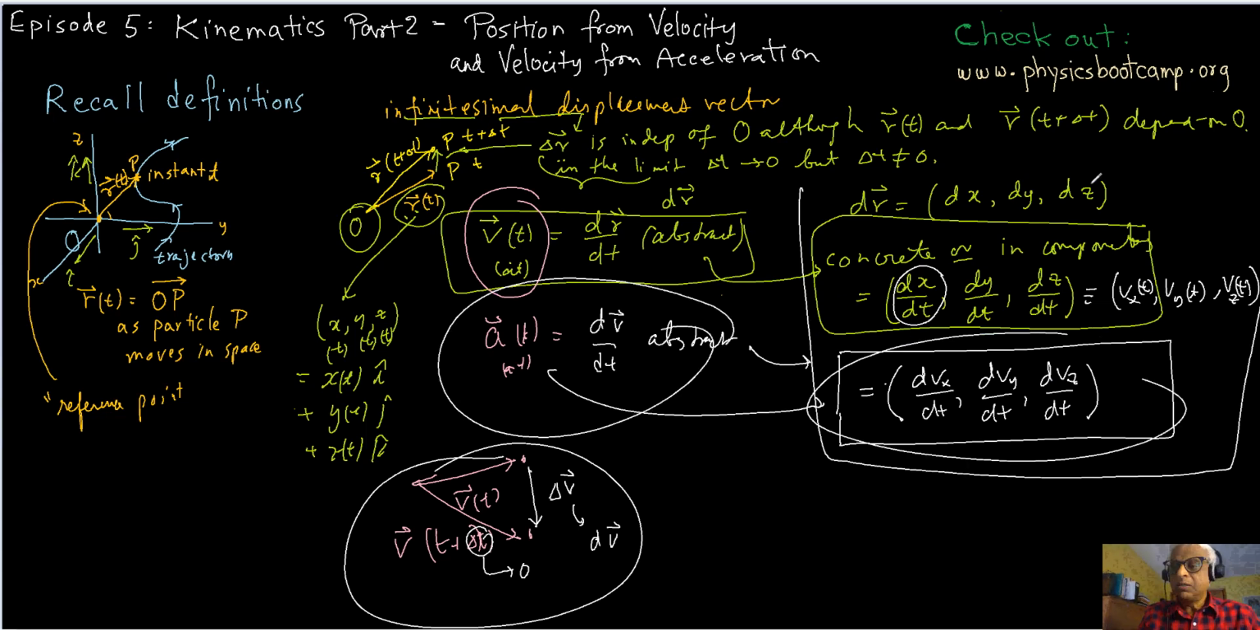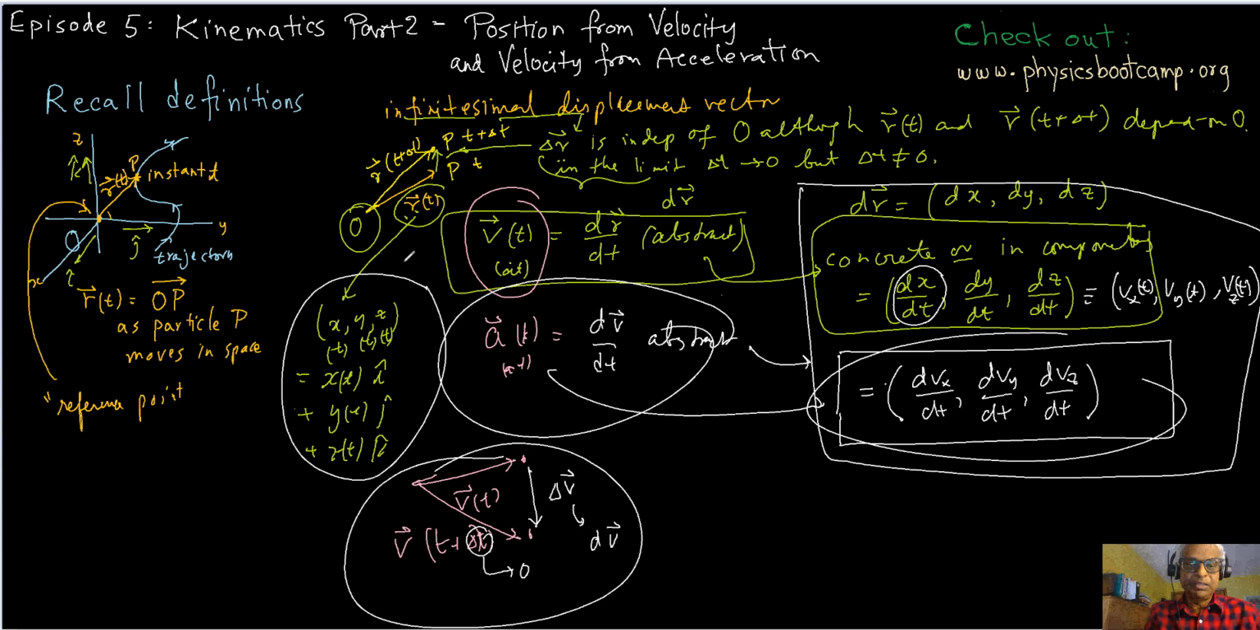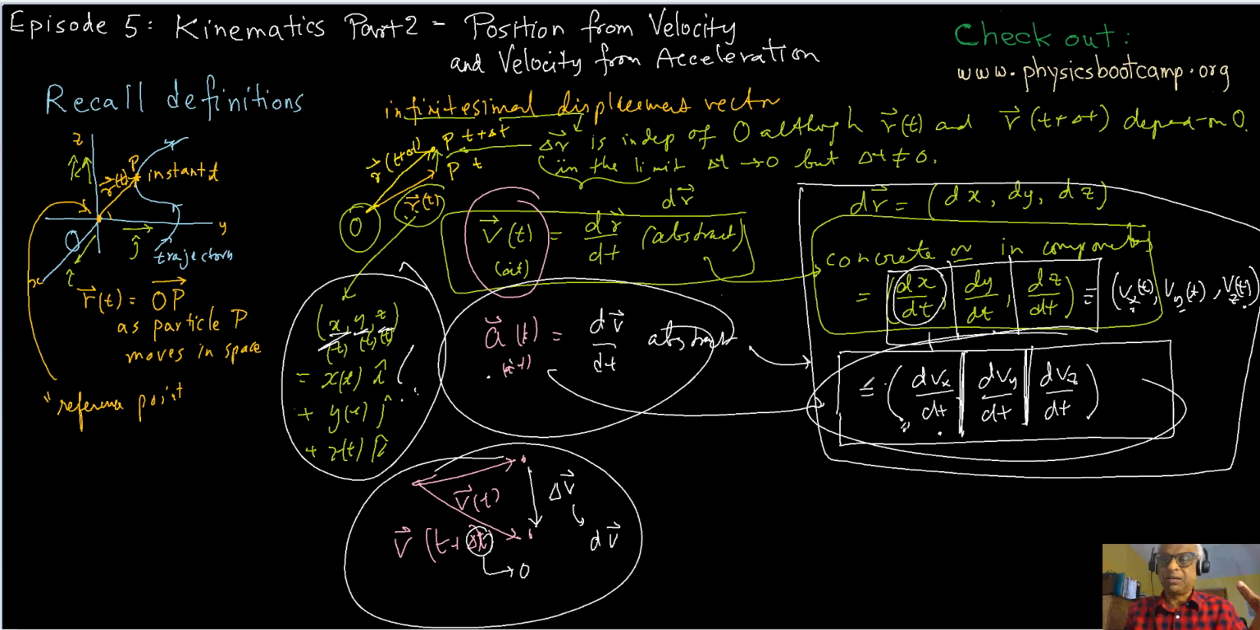So we want to be able to go from one to the other. Suppose I give you r of t, that means I give you x of t, y of t, z of t. From there you can do the derivatives and you get vx, vy, vz, and then you can take the derivatives again and you get the components of the acceleration, from which you can figure out the magnitude and direction of the acceleration. Okay.